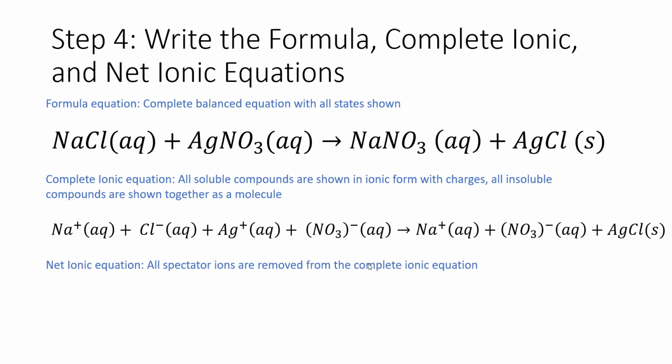All right, then for the net ionic equation, it's the same as the complete ionic equation, except you're going to go through and put a giant X through anything that is a spectator ion. So notice in this case, sodium is on both sides and nitrate is on both sides. So we cross through those, leaving us with silver plus chlorine yields silver chloride. And that's all the steps to figure out our final equations.